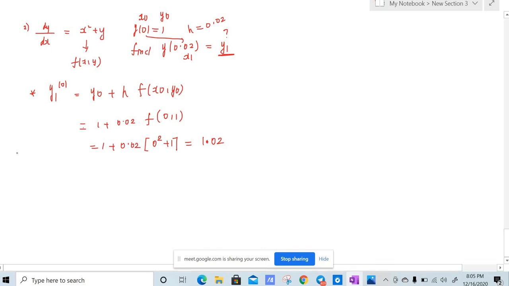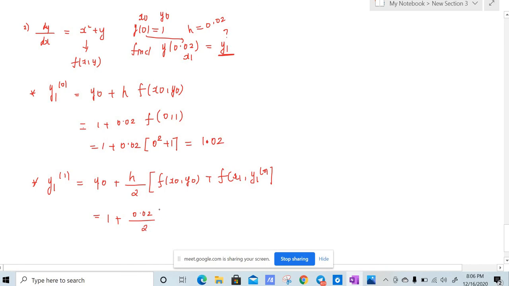Now you will find y1 of 1. So it is y0 plus h by 2 into f of x0 comma y0 plus f of x1 comma y1 of 0. So what is y0? Y0 is 1 plus h is 0.02 divided by 2 into f of 0 comma 1 plus f of our x1. You can see x1 is 0.02, right?